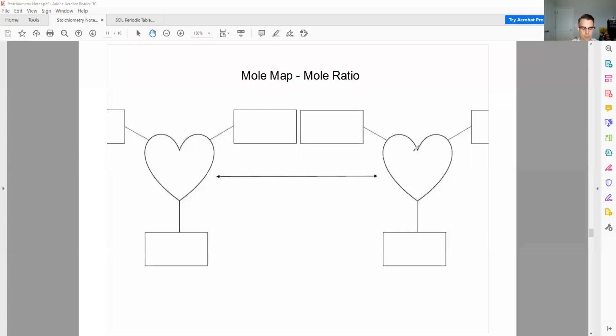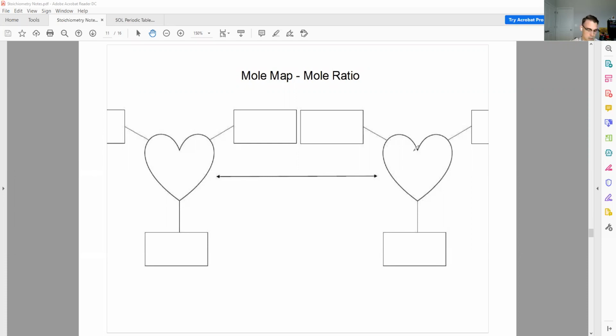Hi, everyone, and welcome to Module 6, Lesson 3, where we're going to go through a little bit more in detail of a mole-mole ratio. So we're going to look at the fourth and final conversion from moles, and that's going to be from moles to moles. We did look a little bit at mole-mole ratios within the context of the first lesson, but now we're going to expand on that.